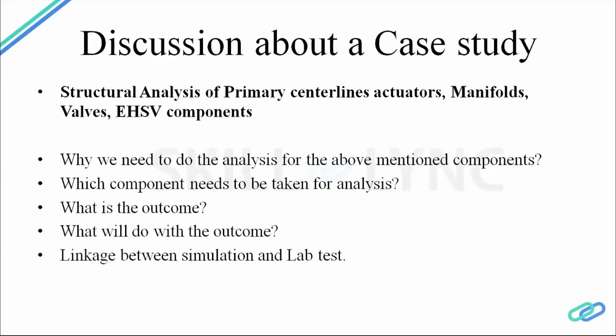Why I'm asking this question is that for every product, everything is based on or related to finance or money, so we need to choose things which are critical, because everything adds to the cost of the product. Keeping that in mind, we need to start working. So there are many things. Which component needs to be taken for analysis? The answer, as already told, is the one which is critical in the path of the whole system.